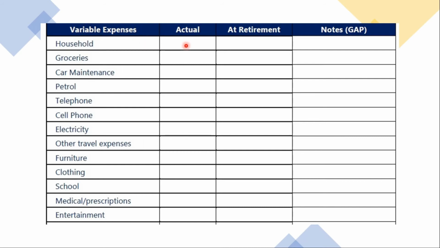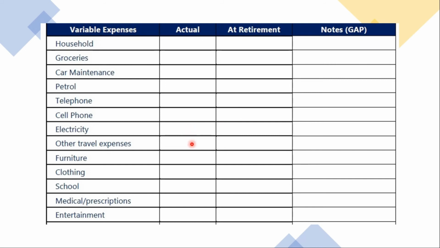Household. Actual. It means that do I put money aside to fix something that might break in my house, like a fridge? Groceries I must eat. Yes, at retirement also, but I eat less. Car maintenance. Do I put money aside to look after my car? Petrol, of course, if I have a car. Telephone, if I don't have a phone in my house, it's not applicable. But I do have a cell phone. Remember, at retirement, we're not saying cheap. We're saying we're going to have a cost-effective phone.